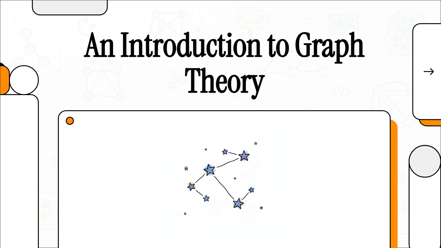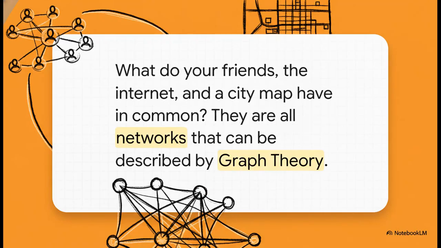All right, today we are diving into the hidden language that connects, well, pretty much everything, from your social media feed to the very structure of the internet itself. Think about it for a second. Your friends, the entire internet, a map of a city. What's the connection? Well, they're all networks. And the mathematical language we use to describe them is something called graph theory. It's like the invisible blueprint for so much of our modern world. And today, we're going to make it visible.